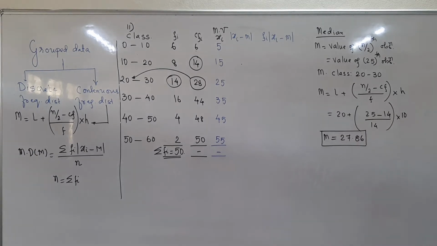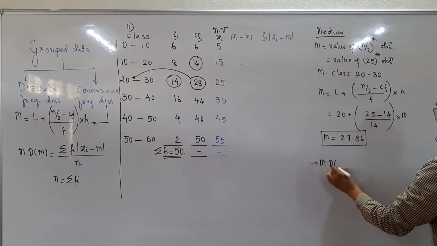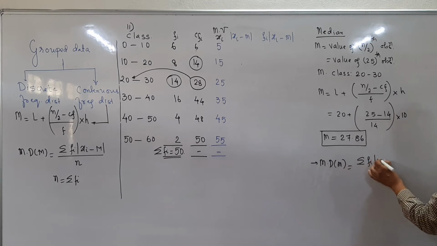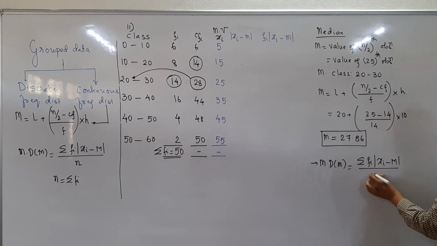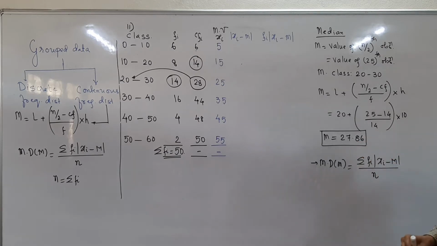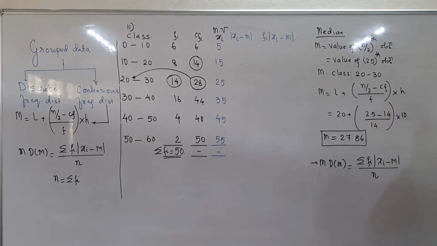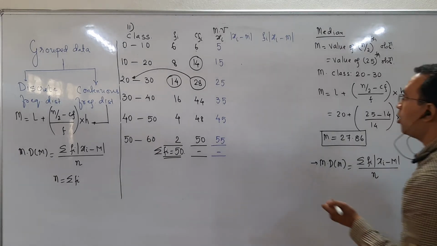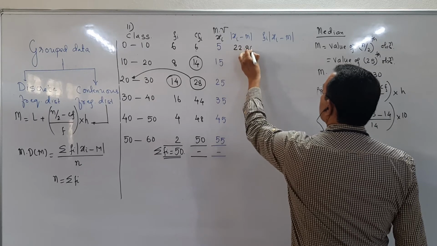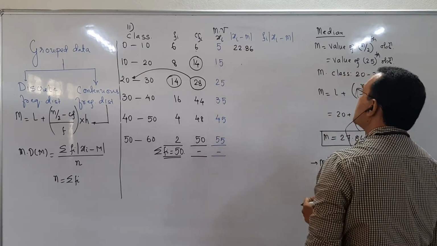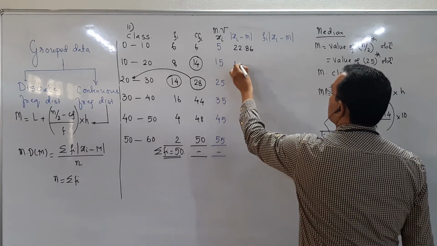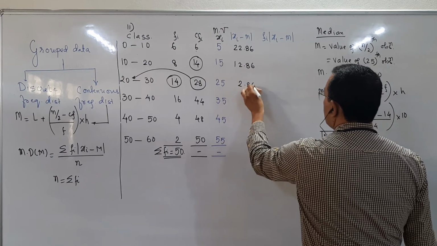This is our median. Okay, now after finding median, we can find mean deviation with respect to median, which is sigma fi into mod xi minus M upon n. Now from every mid value subtract 27.86. 5 minus 27.86 will be minus 22.86. So its mod is 22.86. Then go on reducing by 10 because the gap between mid values is 10. So this will be 12.86 and this will be 2.86.